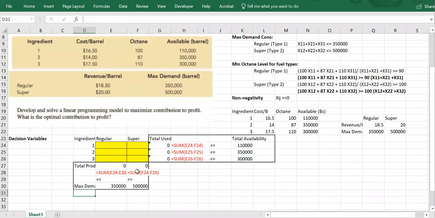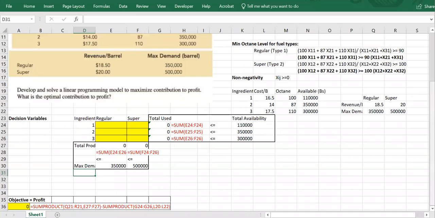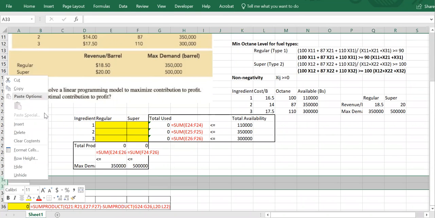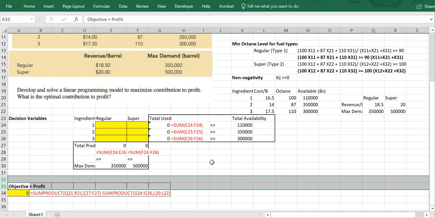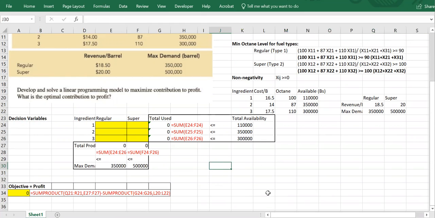We just completed, right? And then we have to now write down these 2 constraints, the minimum octane level, and then we're good to go. We can just go ahead and put it in the solver. So let me just bring the objective function up a little bit, and I'm going to write down the octane level right here, and we go from there. So the minimum octane level for fuel type.